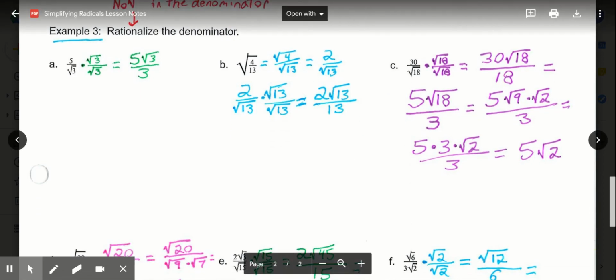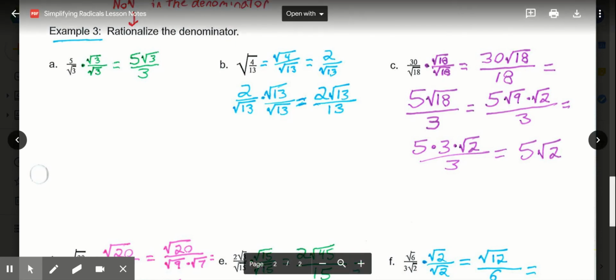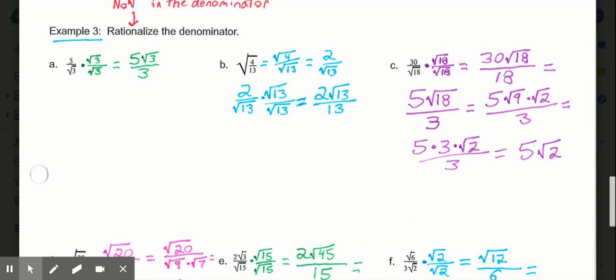In C, 30 over square root of 18. So again, multiply top and bottom by square root of 18 to get rid of the square root on bottom. So we have 30 square root of 18 over 18. 30 and 18 can both be divided by 6, so that becomes 5 and 3. So we have 5 square root of 18 over 3.